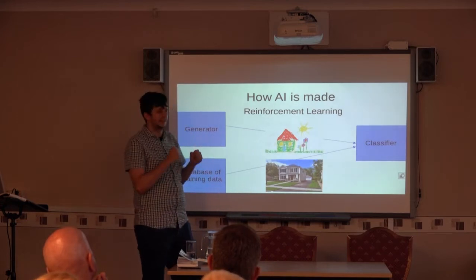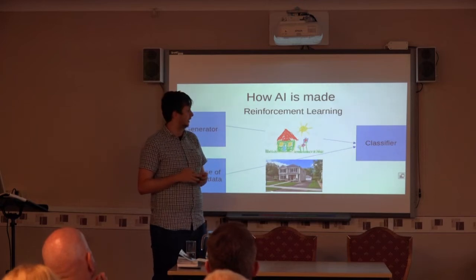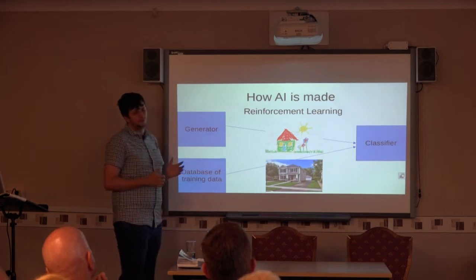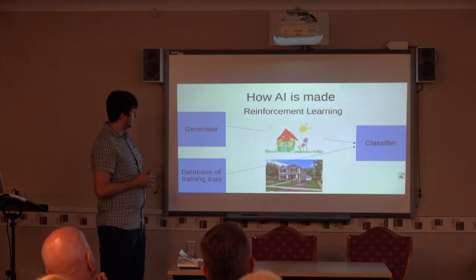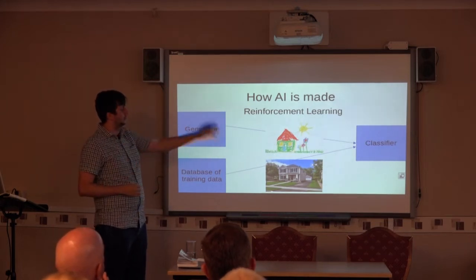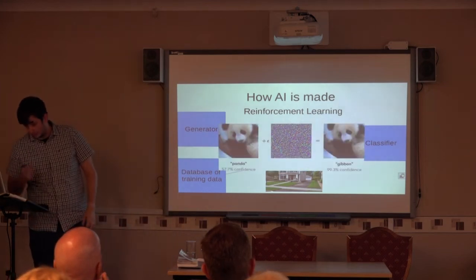It's happy, it keeps its strategy for discovering houses, because the classifier is evolving at the same time as the generator is evolving. There's an adversarial relationship here between these two algorithms. So the classifier is trying to beat the generator, and the generator is trying to beat the classifier. And sometimes it's quite good at that.